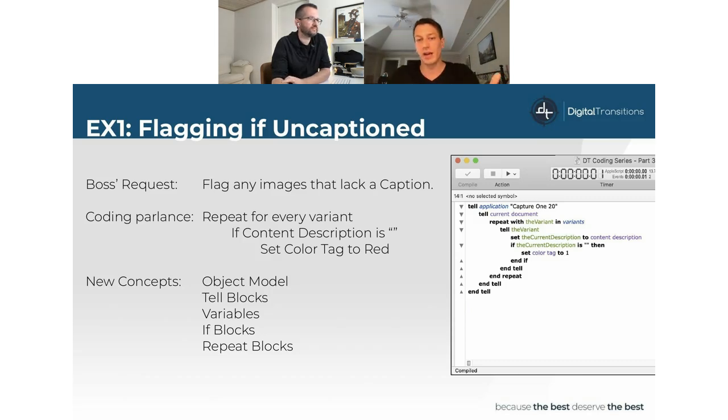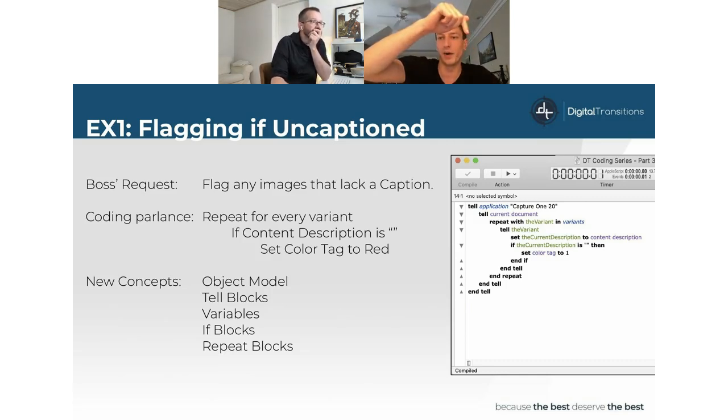So let's review. Example 1, we learned about the object model, the relationship between nouns for AppleScripting in Capture One. We learned about tell blocks that must be terminated with an end tell. We learned about variables, simply put, in this case, a bucket into which we can put a value and later look at that value. We looked at if blocks, which must be terminated with an end if and only happen if the if statement is true. And we looked at repeat blocks, where a thing gets put into a variable bucket and loops back around to the next thing that's put into that variable bucket, and then again and again until all of the things have been put into that bucket one at a time.